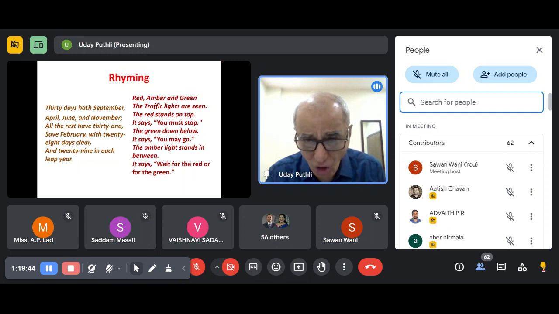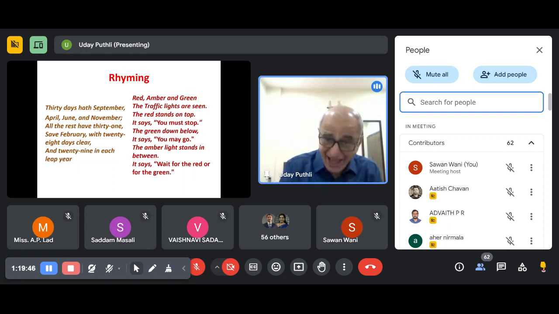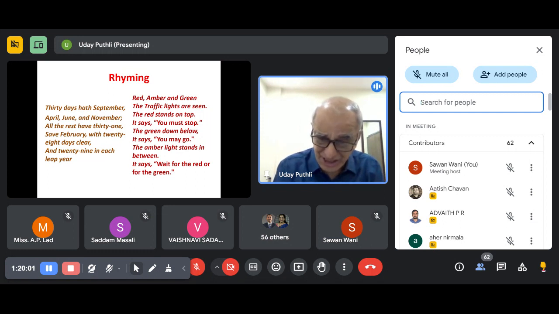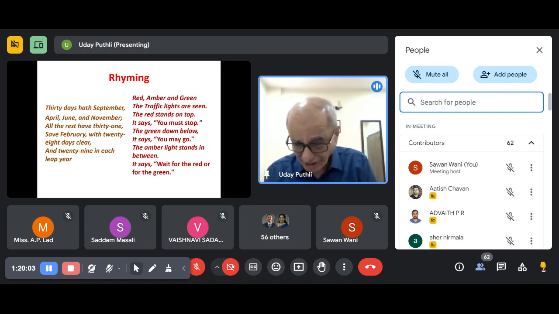It's actually a song. It goes: Red, amber, and green, the traffic lights are seen. The red light stands on top. It says you must stop. The green down below, it says you may go. The amber light stands in between, saying, wait for the red or the green. This is as far as the thing is concerned. But it does not stop there.